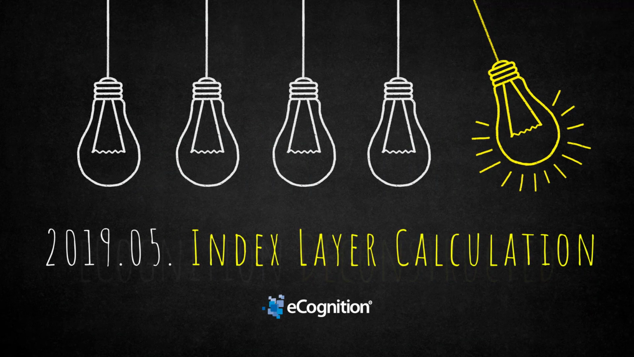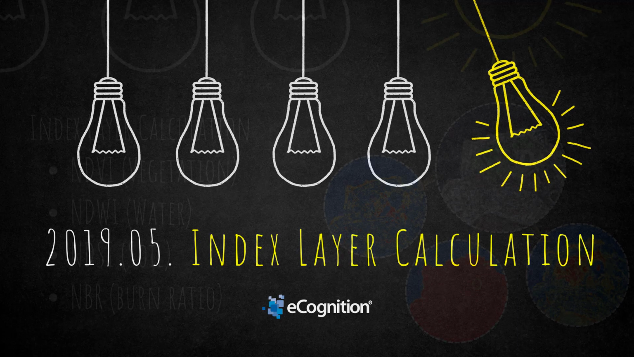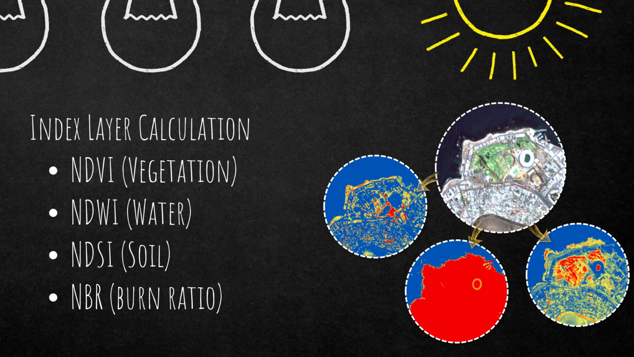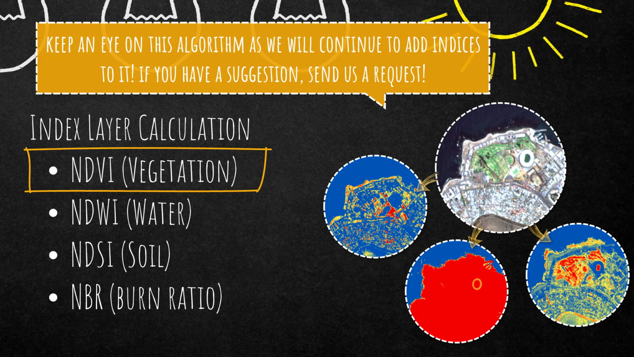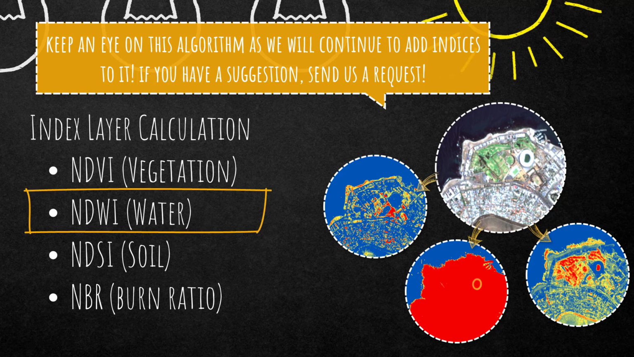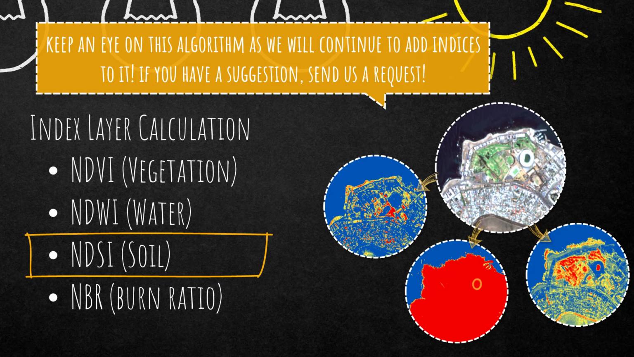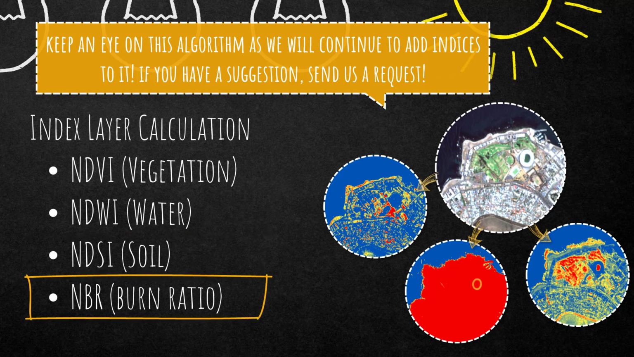Today we're gonna talk about an algorithm called index layer calculation. This algorithm can calculate four different indices that you see here on this slide, namely the NDVI, which stands for Normalized Difference Vegetation Index, the NDWI, Normalized Difference Water Index, and the NDSI, Normalized Difference Soil Index in this case, and the NBR, which stands for Normalized Burned Ratio.